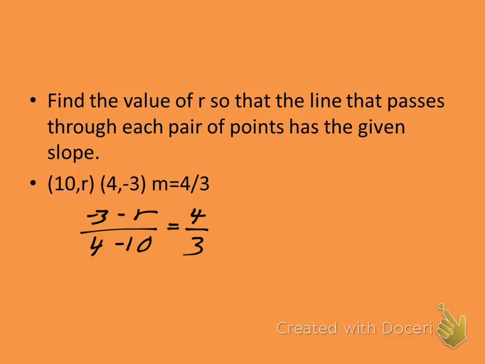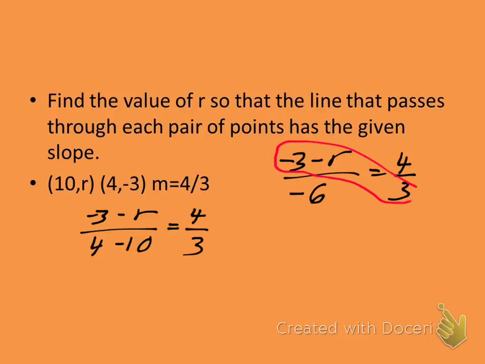Alright. So, 4 minus 10 down here is negative 6, equals 4/3. Now, I'm sure at some point some wonderful math teacher taught you guys how to cross multiply, yes? Whenever you're solving a ratio like this, these guys multiply. So 3 times negative 3 minus r. And these guys go this way, negative 6 times 4, like that.